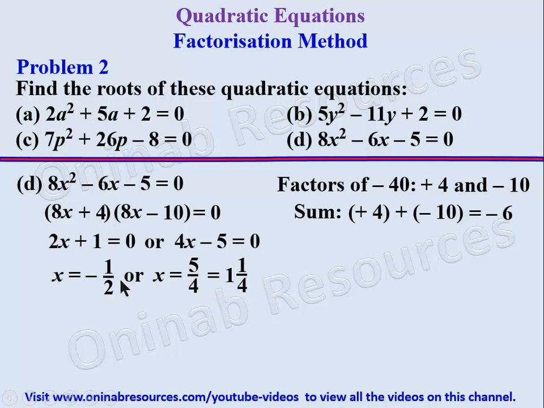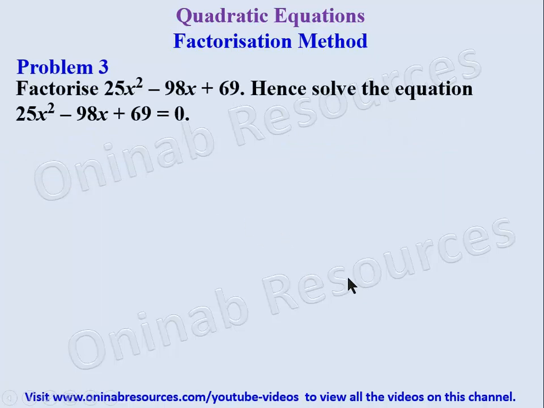These are the values of x which satisfy the equation in problem 2D. And that is the end of the solution to problem 2. We go to problem 3. For problem 3, factorize 25x squared minus 98x plus 69. Hence, solve the equation 25x squared minus 98x plus 69 is equal to 0.